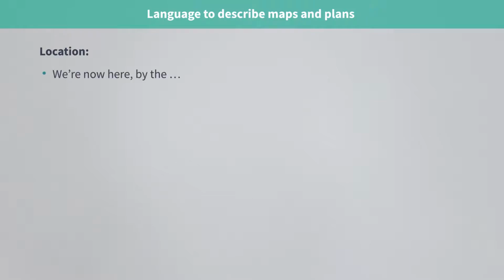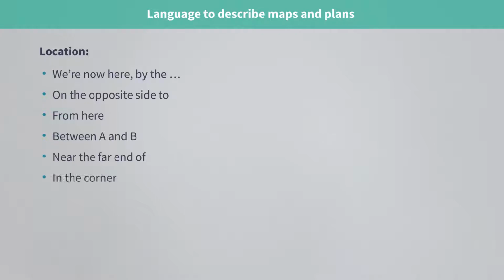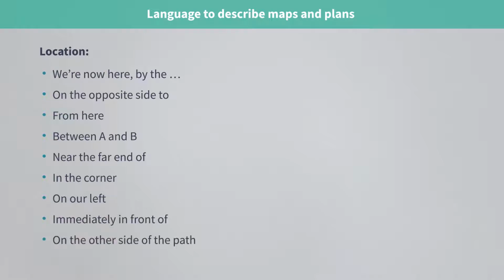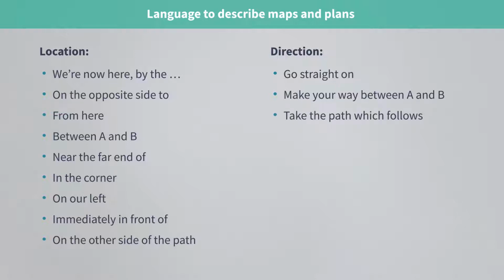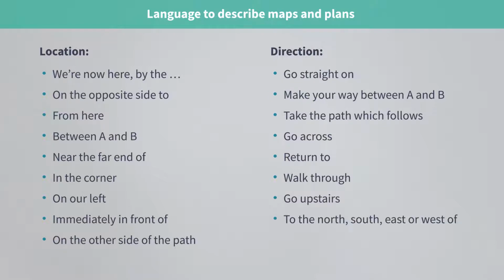Location. We are now here, by, on the opposite side to, from here, between A and B, near the far end of, in the corner, on your left, immediately in front of, on the other side of the path. Direction. Go straight on, make your way between A and B, take the path which follows, go across, return to, walk through, go upstairs, to the north, south, east or west of.